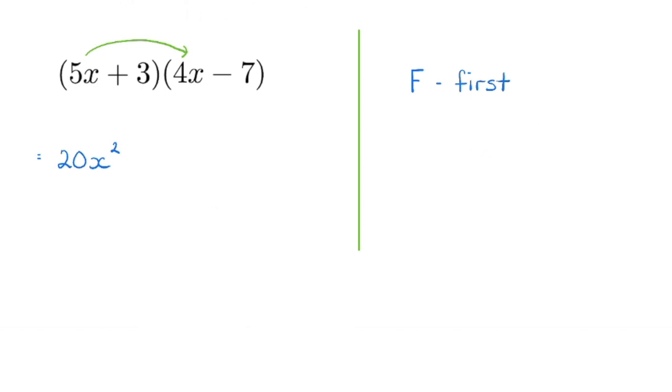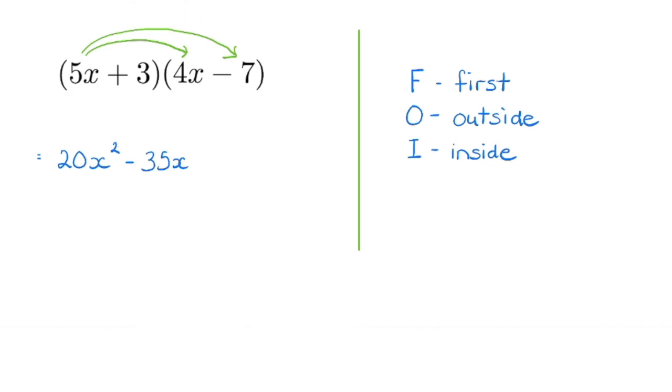The O stands for outside. So if you think about a little house, this is your outside wall and this is your outside wall. We're going to multiply those together. So 5x times negative 7. 5 times negative 7 is negative 35, and then we have that x. The I stands for inside, so again, think about a little house here. These are your inside walls. We're going to multiply those terms together and get 12x. And then the L stands for last, so we're going to multiply the last term in each bracket together. 3 times negative 7 is going to give us negative 21.